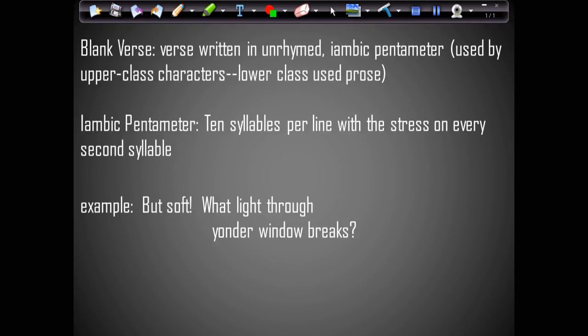Next, we have a blank verse, which is verse written in unrhymed iambic pentameter, which is used by upper class characters. Lower class used prose.